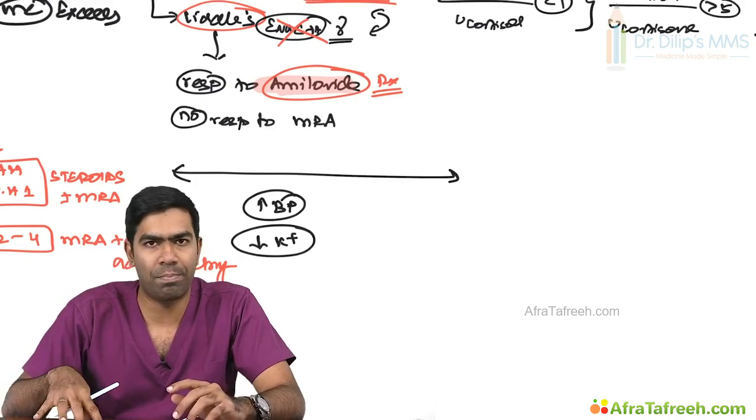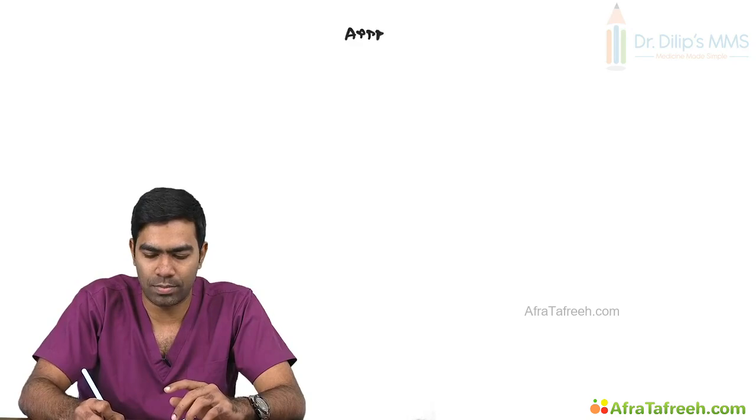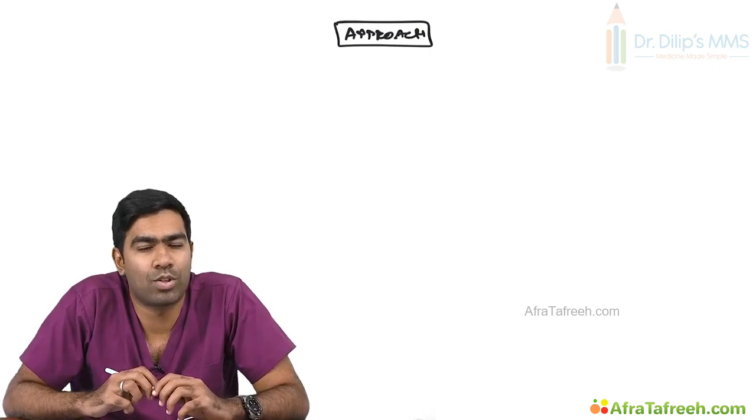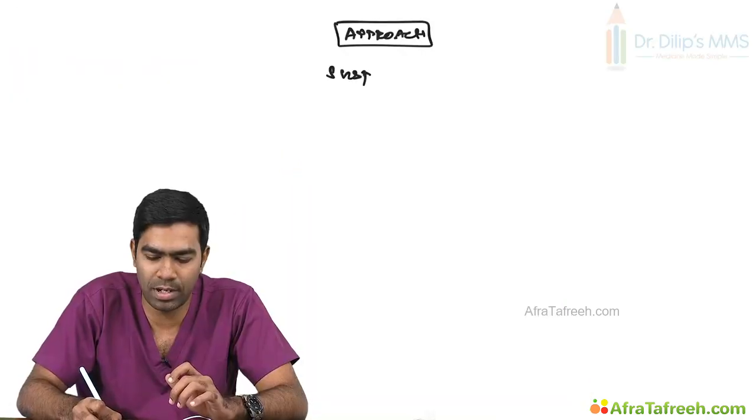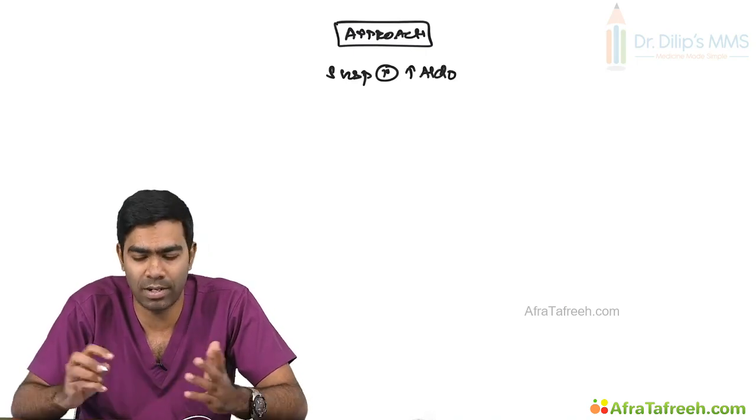Now let us move on to the approach to hyperaldosteronism. Remember, secondary hyperaldosteronism due to clear-cut low intravascular volume related causes need not be evaluated. For example, patients with CHF, nephrotic syndrome or cirrhosis, they will definitely have hyperaldosteronism, and that is secondary to the underlying cause, and they need not be evaluated at all. Clear? So only patients who are having suspected primary hyperaldosteronism and probably other causes of hyperaldosteronism need to be evaluated.